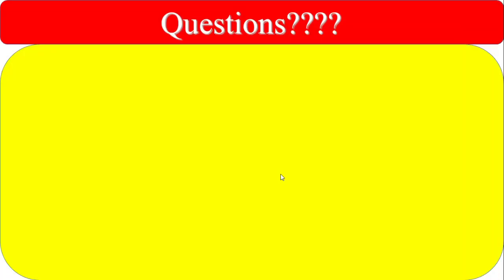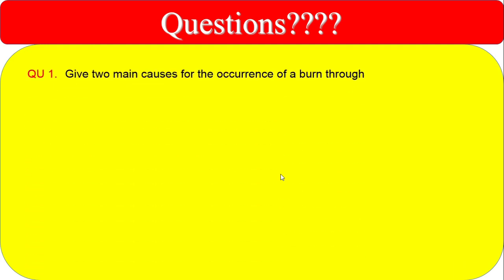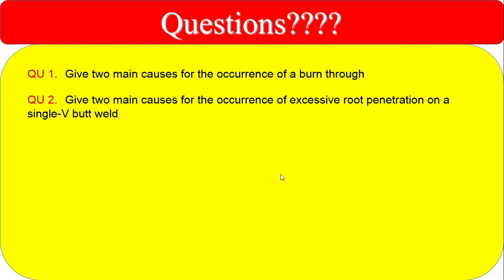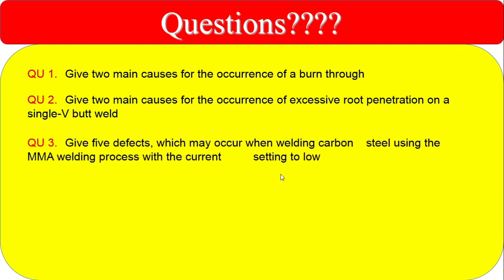So any questions? I have some questions for you people. You have to answer these questions, and if you cannot find the answer to any of them, then you can ask me. First question, give two main causes for the occurrence of a burn through. Already explained. Second question, give two main causes for the occurrence of excessive root penetration on a single bead weld. You have already checked that; what is the main cause? Every cause is mentioned in this video.